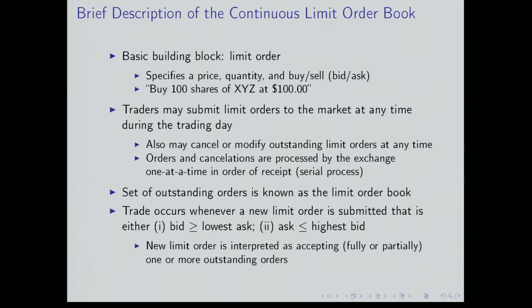And trade occurs whenever a new request to trade comes in that crosses the limit order book. So a new request to buy that has a price that is greater than or equal to some outstanding offer to sell, or a new request to sell that has an ask price that is less than or equal to some outstanding offer to buy. So that's the basics of a continuous limit order book. It's a continuous time serial process protocol. Limit orders are the building block.